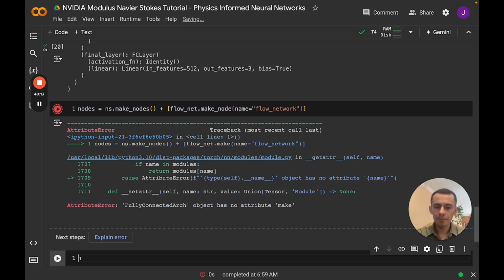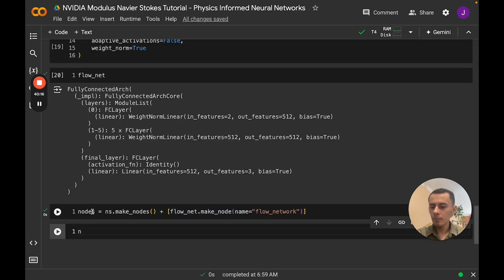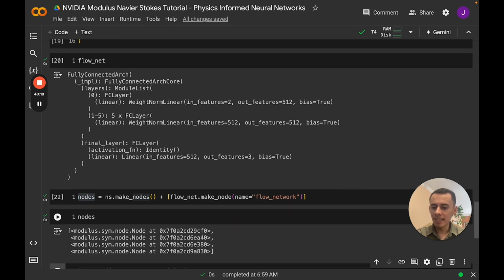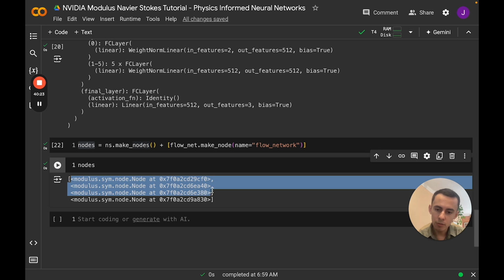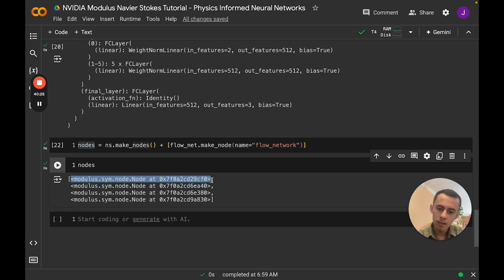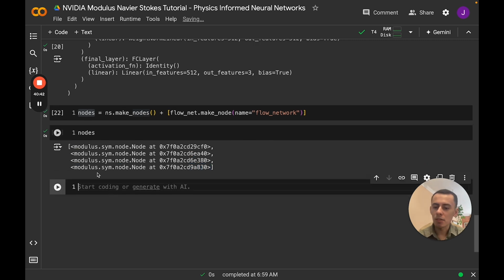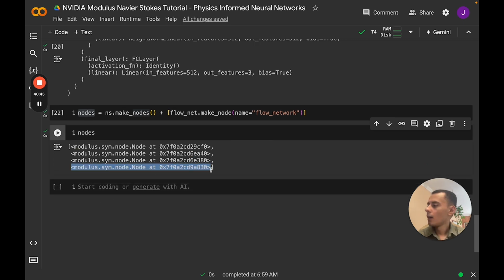Make node. And we get nodes. The first three nodes correspond to each of our partial differential equations: the continuity equation, the momentum x equation, the momentum y equation node, and lastly, the flow net, which is u, v, and p, taking x and y. That's the approximation. Okay, cool. That's how I'm understanding it.